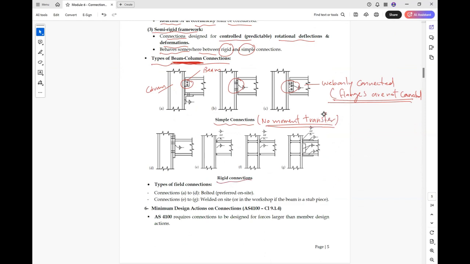If we look at the second example from D to G, all of them are rigid connections. We may have a plate here, and as you can see, here the flanges are connected. Here is welding. Okay, here is also welding. Here is welding. But the main thing here is that web and flanges are connected to the member.